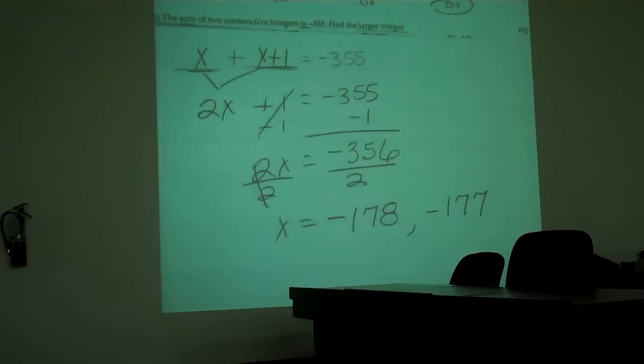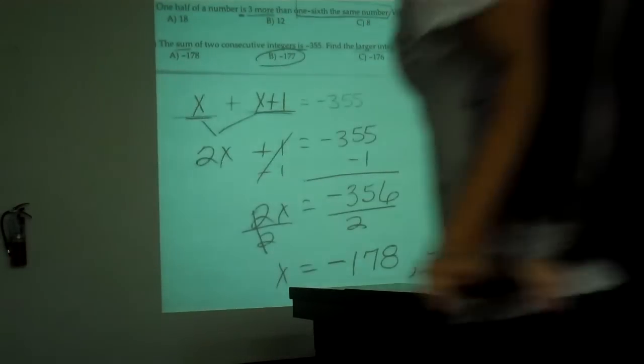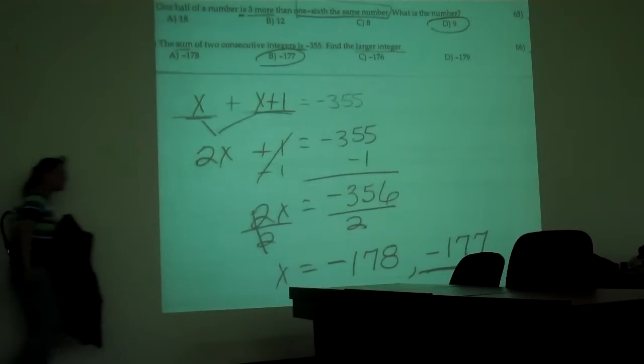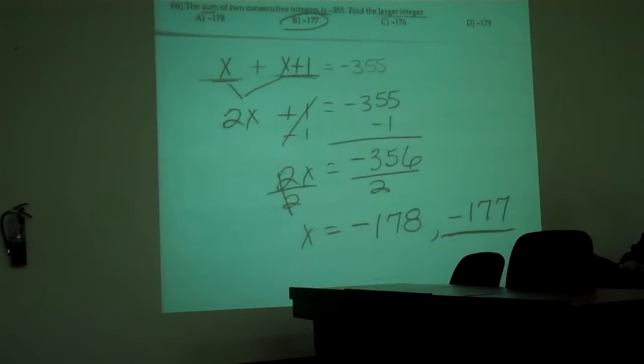Consecutive would be like going to the right. It wouldn't be -179, it'd be -177. Which one is larger? It said find the larger number. -177 is the larger number. Okay, so number 66 should be B. Okay, 67. That one was kind of tricky, huh?